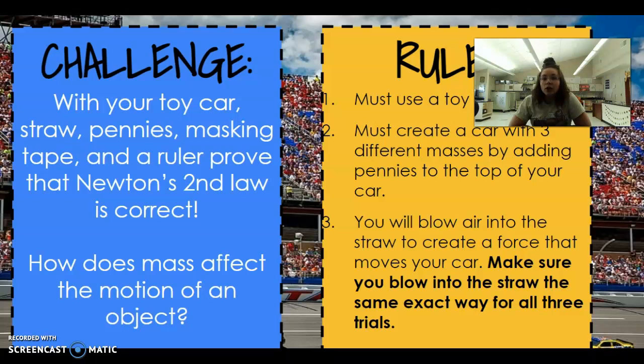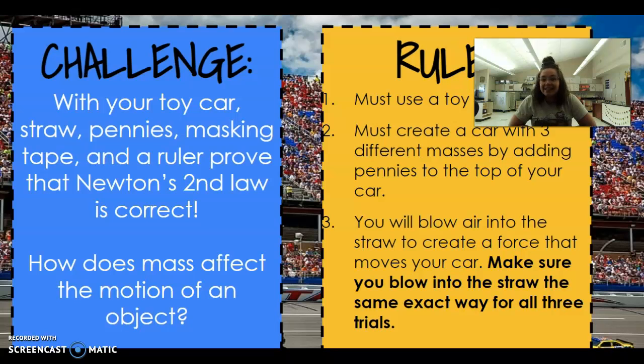You're going to follow these three rules in order for all of our results to be consistent. The first is that you must use a toy car. So your toy car can come from your lab kit that you picked up at school, or it could be anything similar. You must create a car with three different masses. You're going to do this by adding pennies on top. I included 5 pennies in your lab kit. You can use as many as you want, but I could only give you 5.